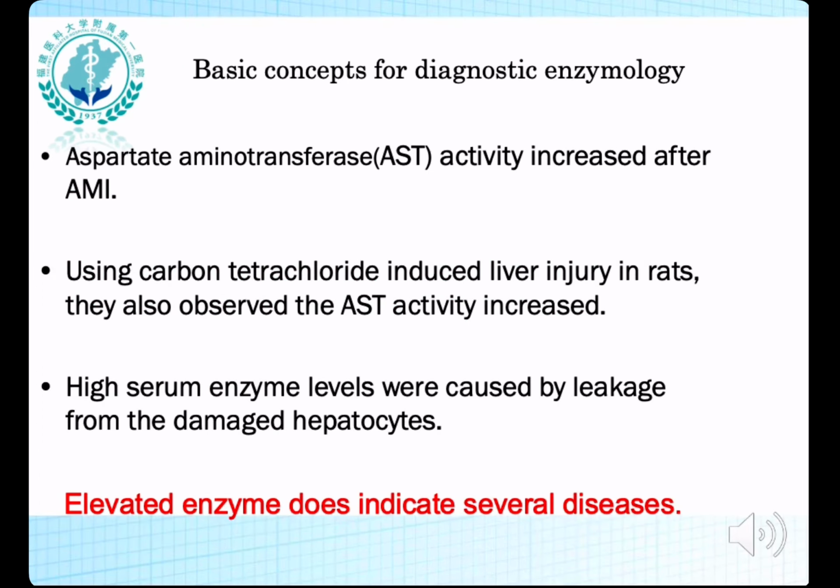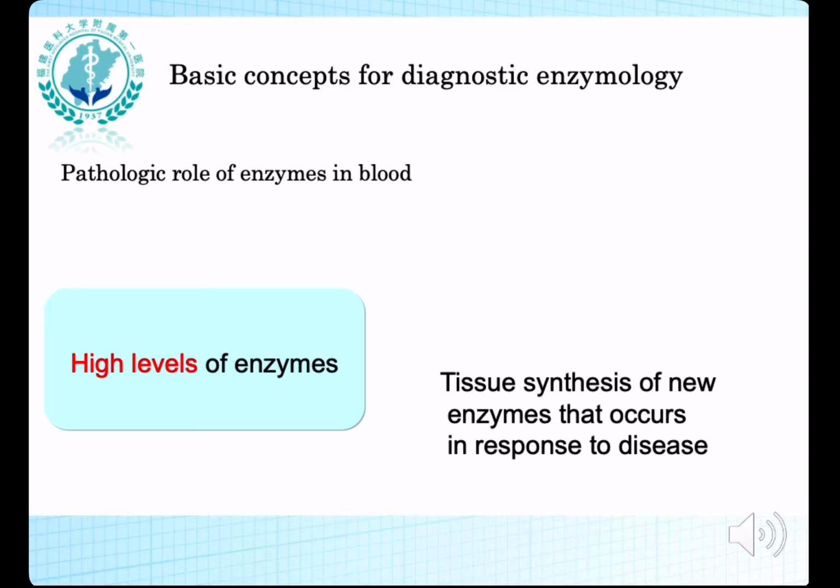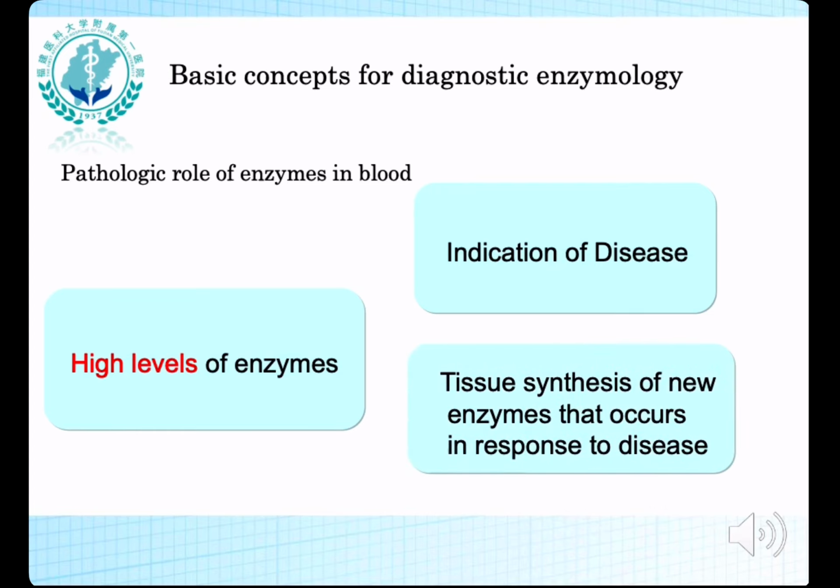In this research, these scientists found AST activity increased after acute myocardial infarction. And then, they used carbon tetrachloride to induce liver injury in rats, and they also observed the AST activity increase. These investigators showed high serum enzyme levels were caused by leakage from the damaged hepatocytes, so they do believe elevated enzymes indicate several diseases. And the second one, high levels of enzymes indicate tissue synthesis of new enzymes that occurs in response to disease.